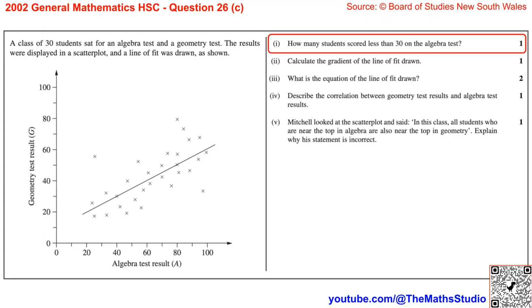Question 26, Part C. A class of 30 students sat for an algebra test and a geometry test. The results were displayed in a scatter plot and a line of fit was drawn as shown. Part 1. How many students scored less than 30 on the algebra test?